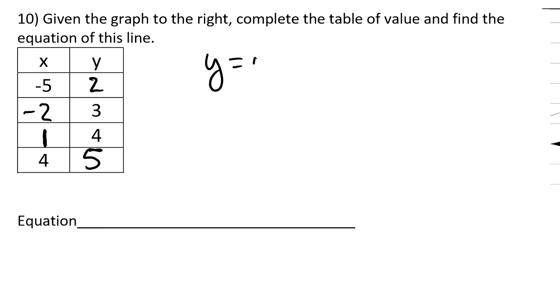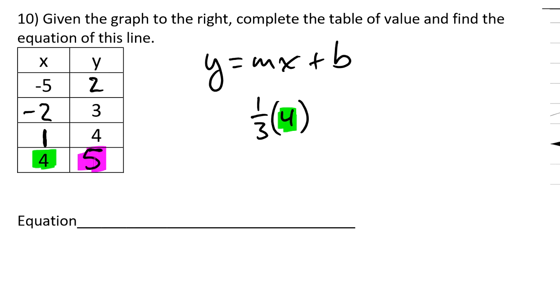But if I start with y equals mx plus b, we've already determined from the graph that our slope clearly is 1/3. And then I'm going to just pick up an x and a y value. And I guess I'll use the last value on the table. You'll notice that x is the number 4. So I'll plug 4 in here for x. And you'll notice also that y is the number 5. So I'm just going to go ahead and grab the number 5 and put it in the place of y. And then the other thing that we've got is the plus b. So this plus b is what we just solved for, and that tells us our y-intercept.